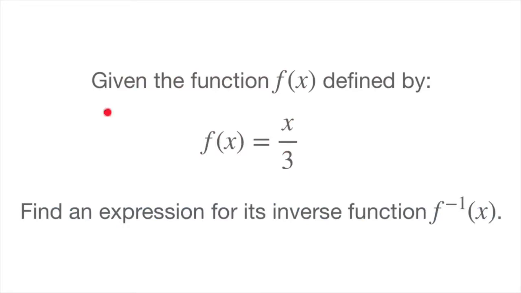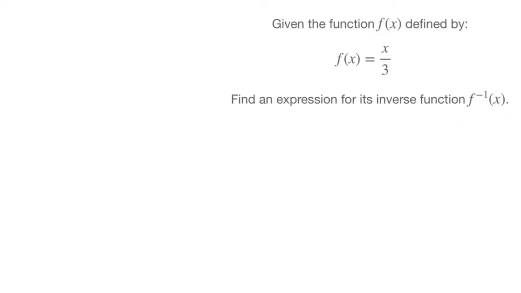As a first example, we're given the function f of x defined as f of x equals x over 3. And we need to find an expression for its inverse function. So I'll start by moving this question to the side, like so, and now we can get started. So the function we're dealing with here is f of x equals x over 3. To find the inverse function, we follow the same two steps that we saw in the previous tutorial. Remember, those were, step 1, we need to rearrange y equals x over 3 to make x the subject.